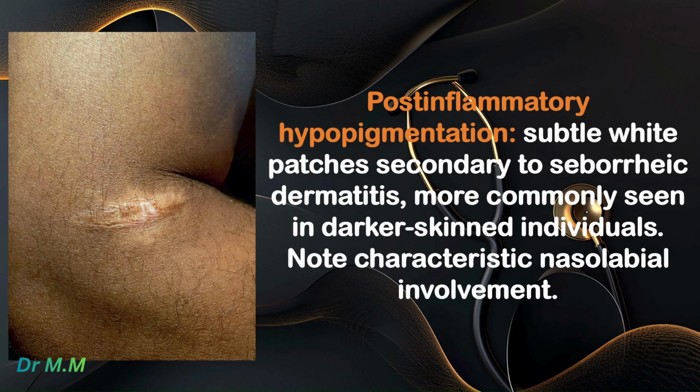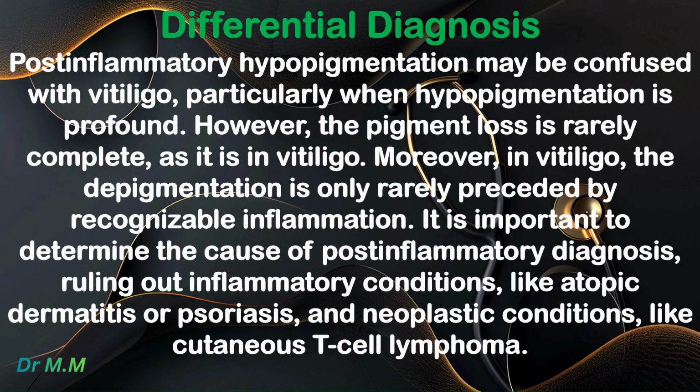Post-inflammatory hypopigmentation, subtle white patches secondary to seborrheic dermatitis, more commonly seen in darker-skinned individuals. Note characteristic nasolabial involvement. Differential diagnosis. Post-inflammatory hypopigmentation may be confused with vitiligo, particularly when hypopigmentation is profound. However, the pigment loss is rarely complete, as it is in vitiligo. Moreover, in vitiligo, the depigmentation is only rarely preceded by recognizable inflammation.